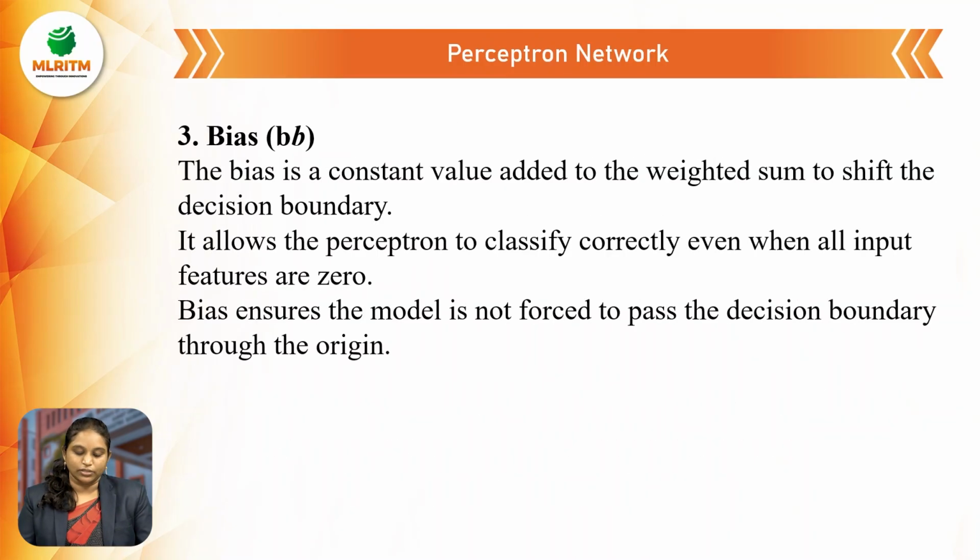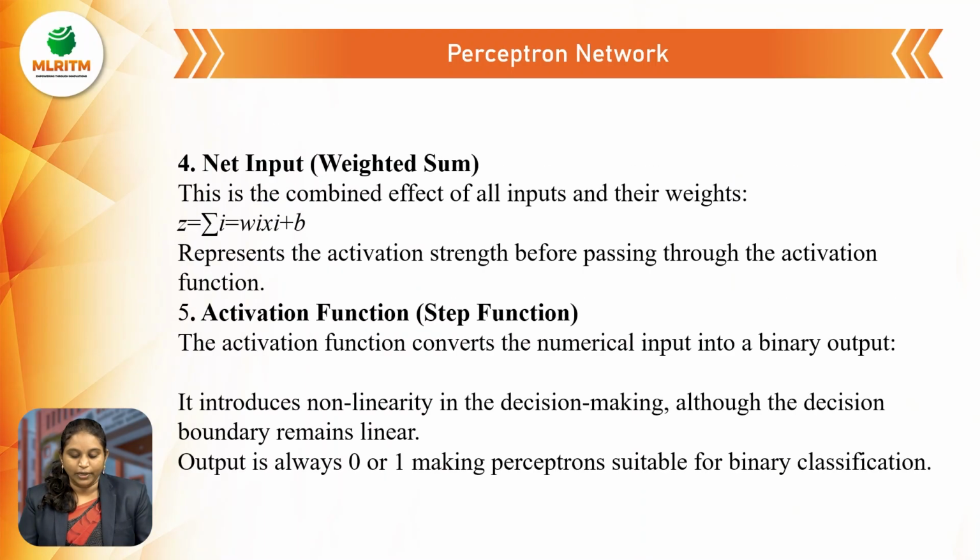The next one is the bias. The bias is a constant value which is added to the weighted sum to shift the decision boundary. It is an important part of the computation process. It also allows the perceptron to classify correctly when all inputs or features are 0. Biases ensure the model is not forced to pass the decision boundary through the origin. The next one is the net input, nothing but the weighted sum.